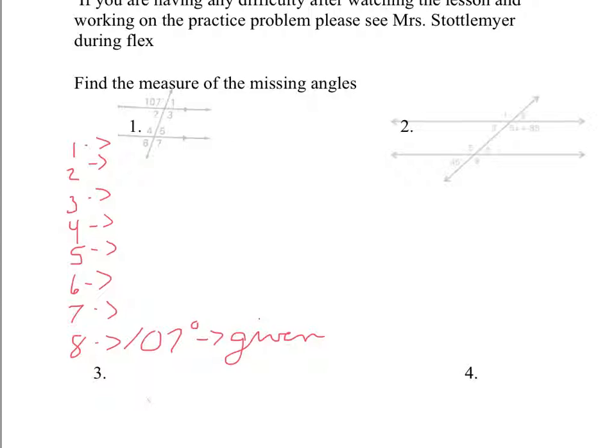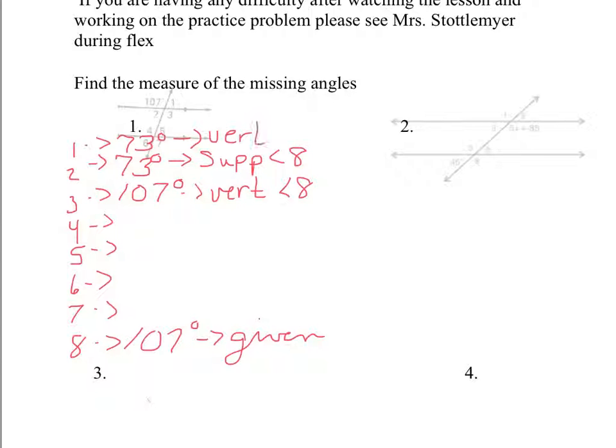Because angle 8 is 107 degrees, I also know that angle 3 is 107 degrees because it is vertical to angle 8. Make sure when you're writing your reasons that you mention what angle it is vertical to. So angle 3 is 107 degrees. Angle 2 is going to be 73 degrees because it is supplementary to angle 8. Supplementary means it equals 180. Angle 1, I have to write, unfortunately, right over top of the drawing, 73 degrees, because it is vertical to angle 2.